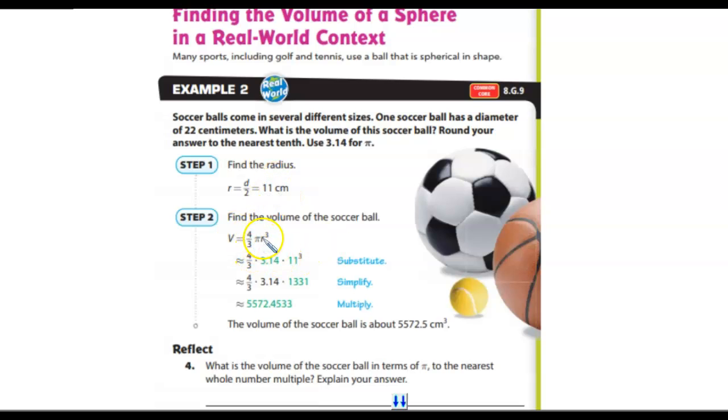Plug that into our formula, replacing pi with 3.14 and replacing our radius with 11. We're going to cube our 11, and we get 1,331. Multiply all of this together, divide by 3, and we get 5,572 and 0.4533. And we got to round it to the nearest tenth. That 5 tells the 4 it's going to move up. So we get 5,572 and 5/10 cubic centimeters.